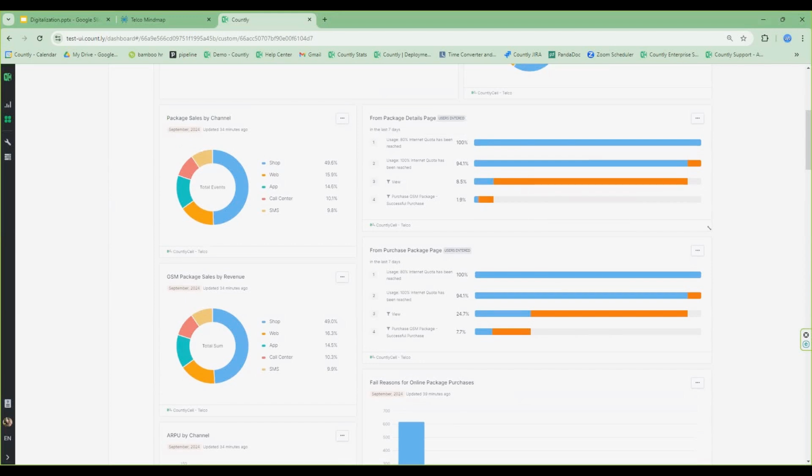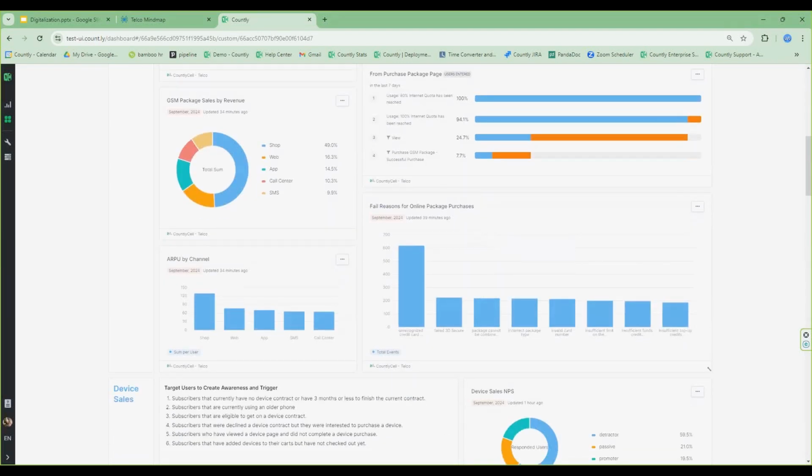I can look at the funnel. So which one has higher percentage of conversion? So I can focus more on those channels. Let's say my diversion of the traffic would be to that page, for example, the purchase package page instead of the details page. But also, what can I do to improve these pages so they can increase their conversion in the revenue? And then I can also look at fail reasons.